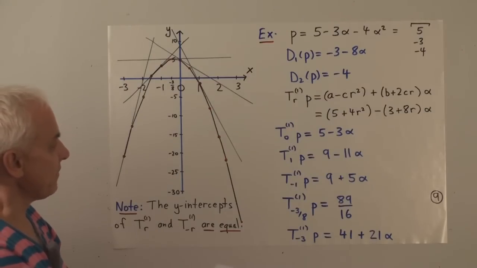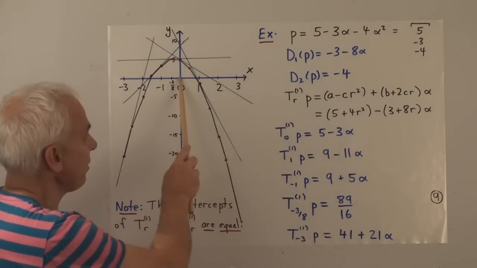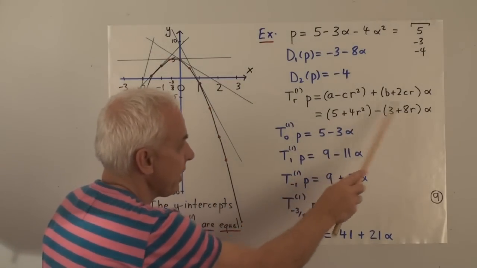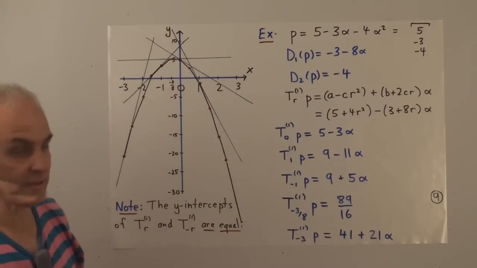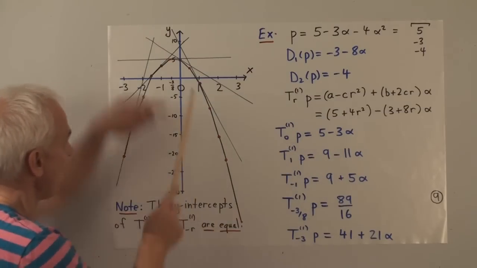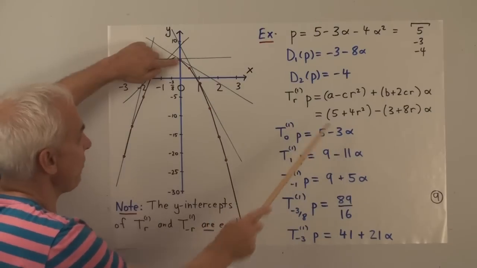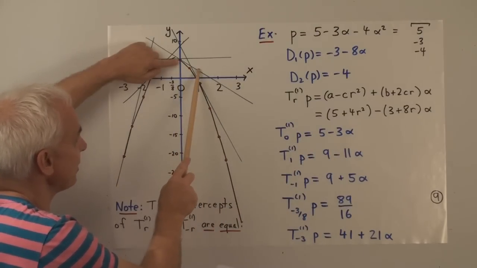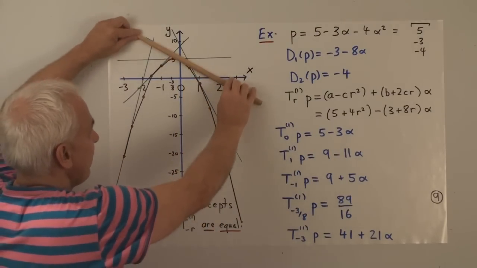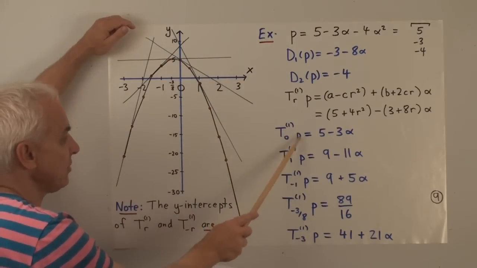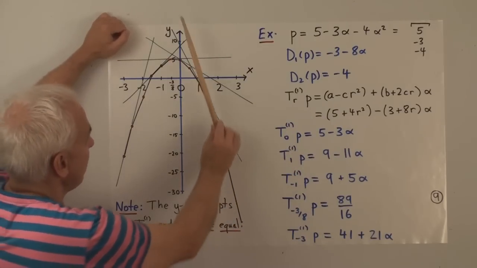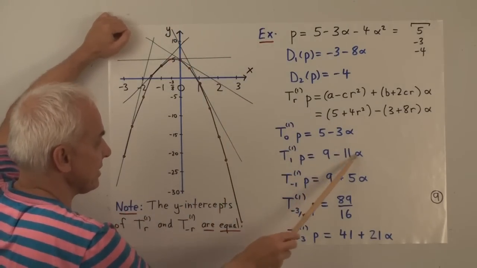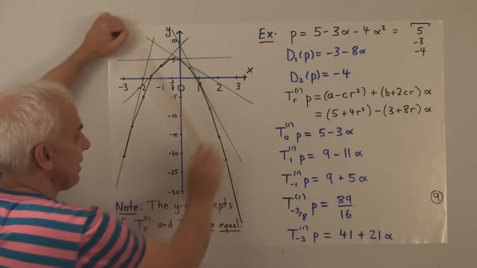Okay, so what do various tangent lines look like? Well, at 0, so at this point here, if we replace r with 0, we get 5 minus 3 alpha. And if we graph that, that's got a y-intercept of 5 and a slope of -3. So it goes down -3, -3. There it is right there. That's the tangent line to P at 0. The tangent line to P at 1, let me check. There it is right there. It's 9 minus 11 alpha. That's the equation of that line.